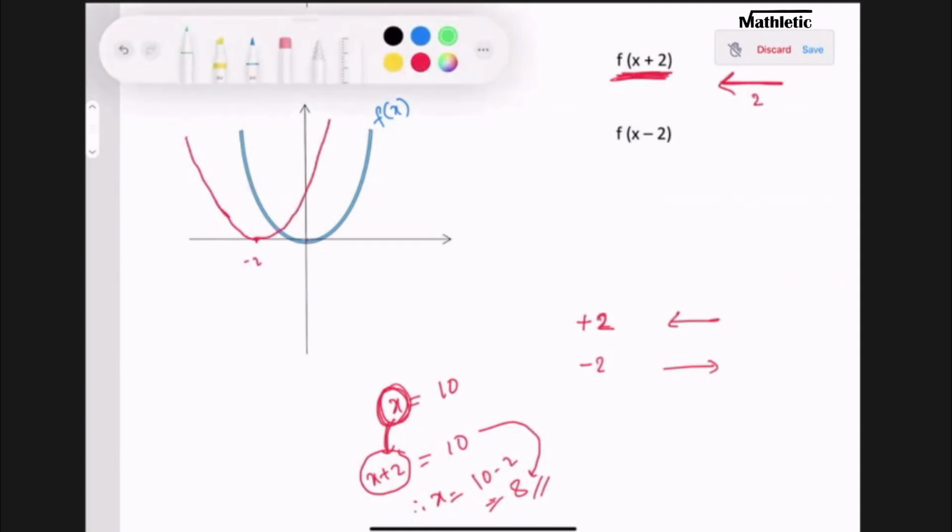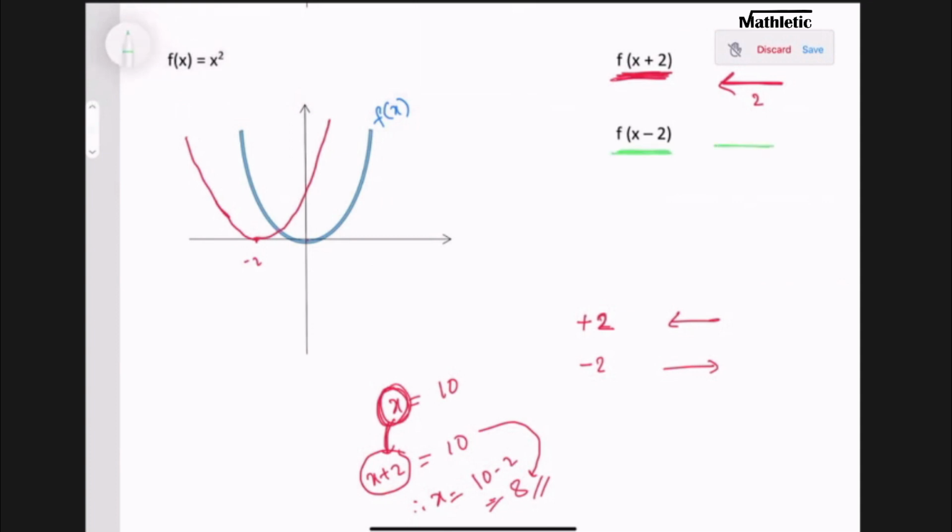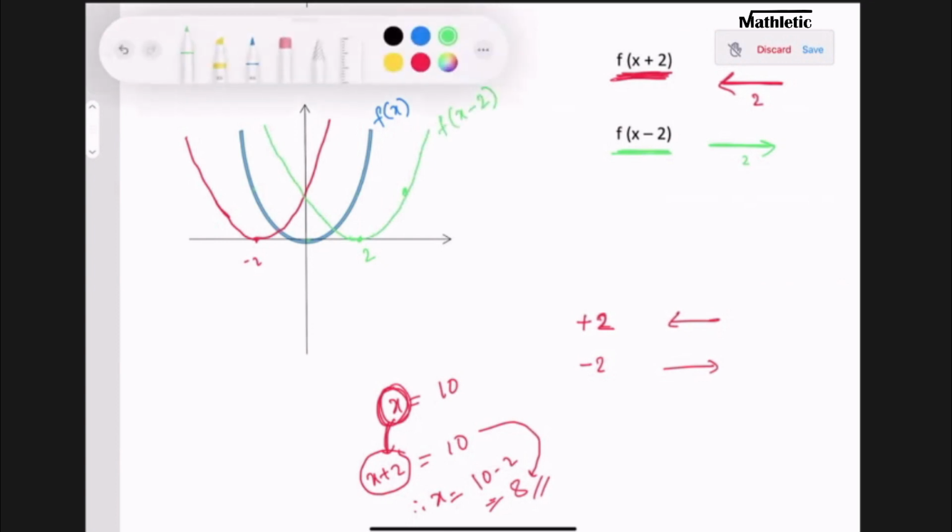Then if I start this one, x minus 2, the graph will move 2 units rightward. So (0, 0) will be here at 2. This point will be somewhere over here. This point will be here. This one at this location. So the entire curve will be shifted 2 units rightward. So this is f of x minus 2. And that's f of x plus 2.